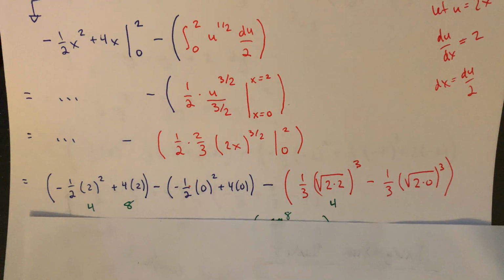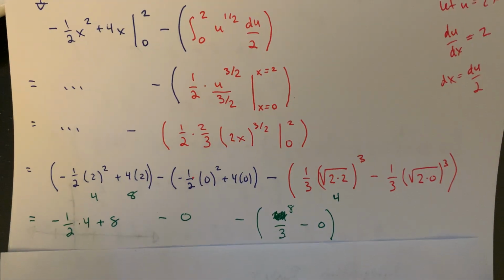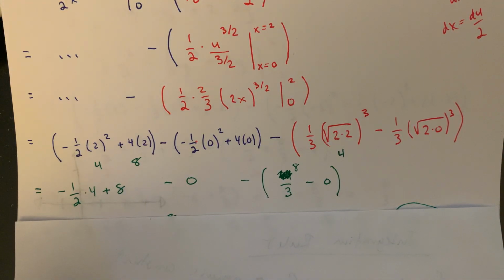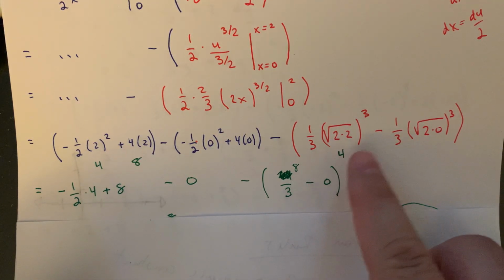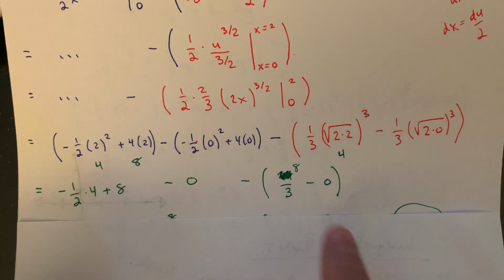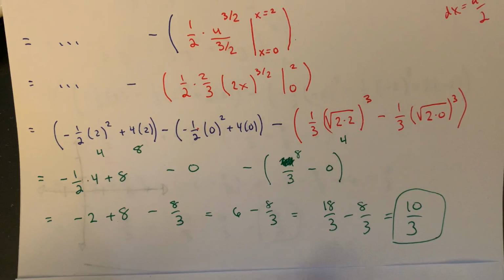In any event, what we're going to end up with here in green, as we go through all of these steps, is -1/2 times 4, here's my 4, plus the 8 minus 0. Root of 4 is 2, 2 cubed is 8, so that's 8/3 minus 0. We're subtracting that away, so this is going to end up at 10/3 if we clean up all this stuff. Of course, 1/2 and 4 is 2, so -2 plus 8 minus this 8/3. This would be 6 minus 8/3. Get them all over the same denominator, and we're good to go.